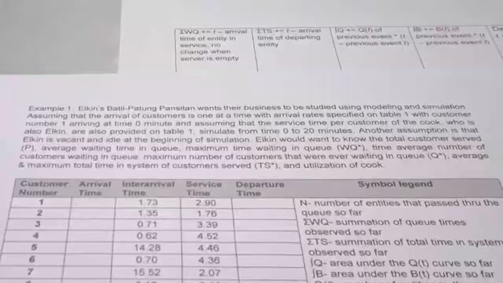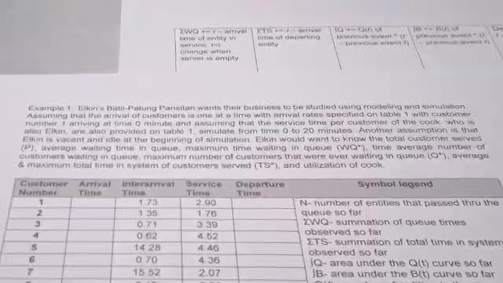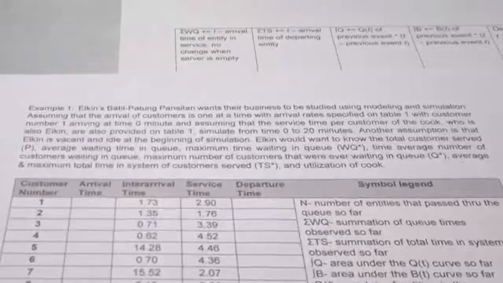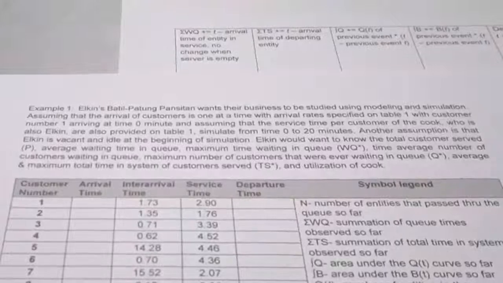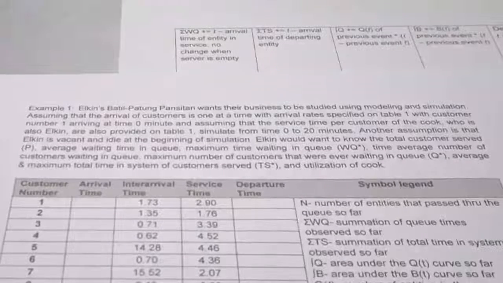Elkin would want to know the total customers served, which is symbolized as P, average waiting time in queue, maximum time waiting in queue, or WQ asterisk, time average number of customers waiting in queue, maximum number of customers that were ever waiting in queue, symbolized as Q asterisk, average and maximum total time in system of customers served. The maximum total time in system of customers served is symbolized as TS asterisk, and lastly, the utilization of cook. So, this is our situation.